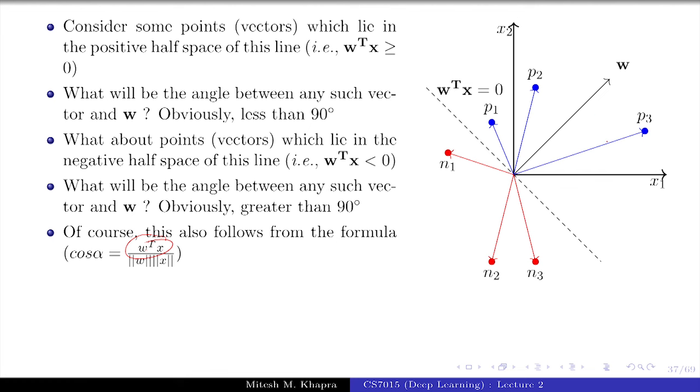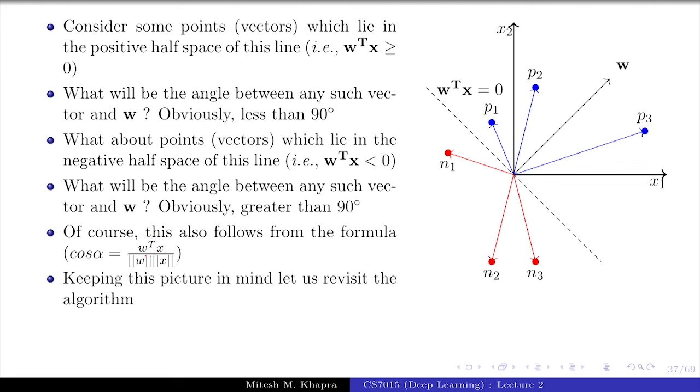positive points, w transpose x is greater than or equal to 0. That means cos alpha would be greater than or equal to 0, so the angle alpha would be less than 90 degrees. And for the negative points, w transpose x is less than 0, so cos alpha would be less than 0, which means alpha would be greater than 90 degrees, right? It follows from the formula itself, but it's also clear from the figure.